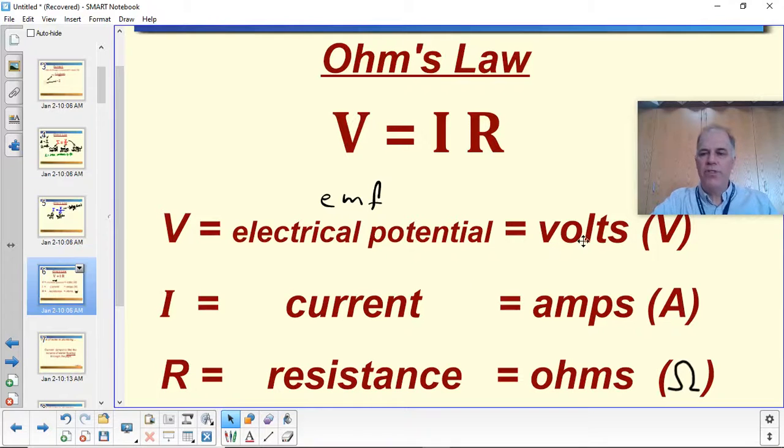Now, you sometimes also hear volts described as electrical potential. That's just what it is. I'm going to explain volts in a moment, but this is the most common way it's described: electrical potential. Anyway, moving right along.